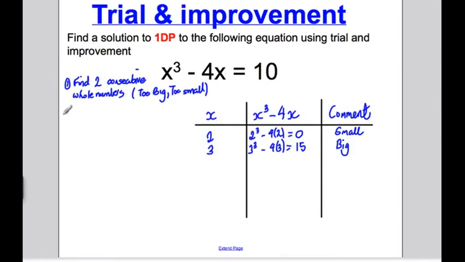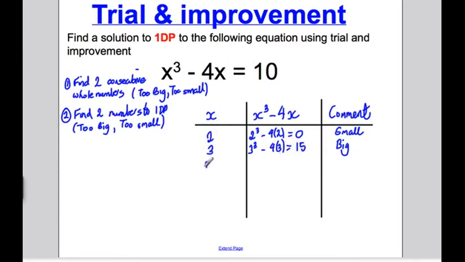At that stage, now you find 2 numbers to 1 dp, where one's too big and one's too small. Same thing. And consecutive in the sense that, say you pick 8.1 and 8.2. You do not jump to 2 dp's here or anything like that. You go to 1 dp now. Now if you look at this, it seems to me that x is going to be closer to 3 than it is to 2, because when you put in 3 you get about 15.